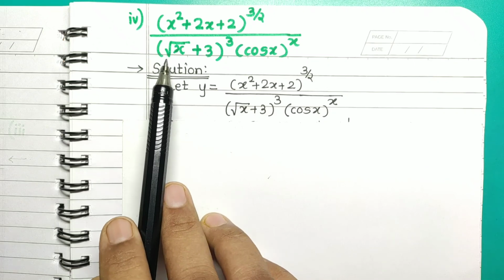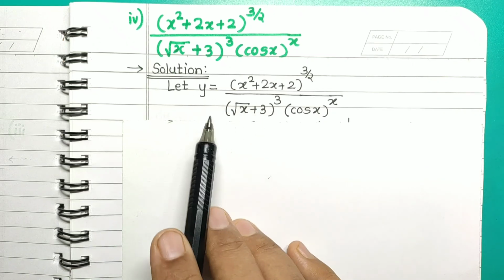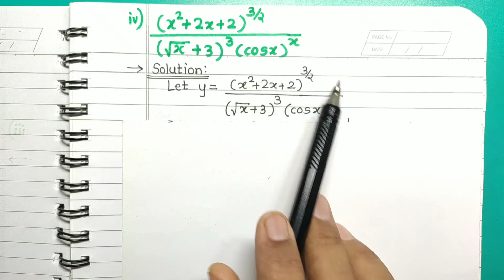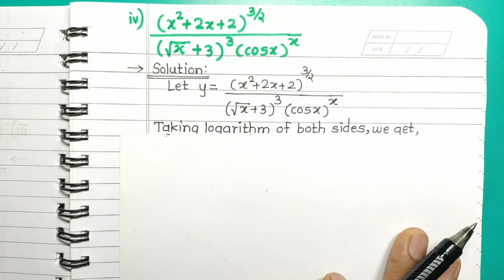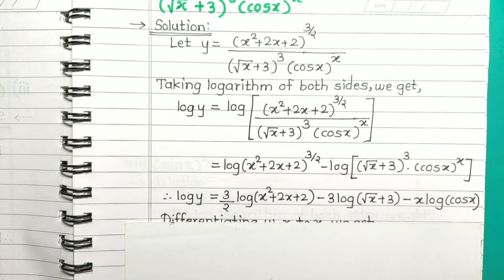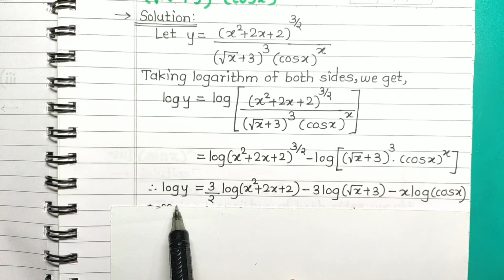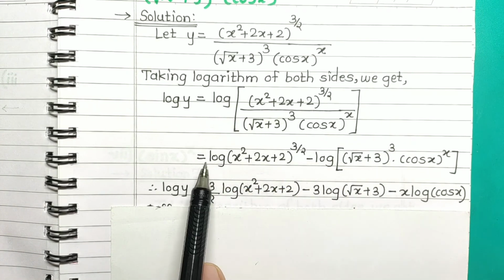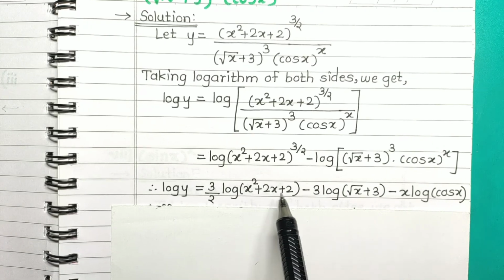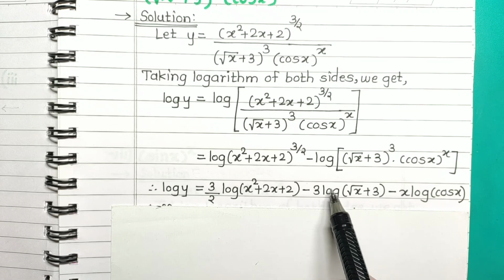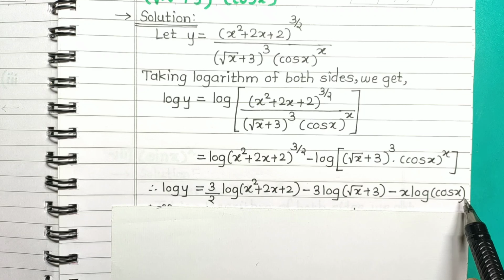Students, see, this is the last example of this session. So in the solution, let's go fast. This is y, and here it is a quotient of a number of functions. So using laws of logarithms, you can simplify the given function and you will reach this step. Okay, so you try to do these steps on your own. So we have log y is equal to 3 by 2 into log of x square plus 2x plus 2 minus 3 into log of root x plus 3 minus x into log of cos x.